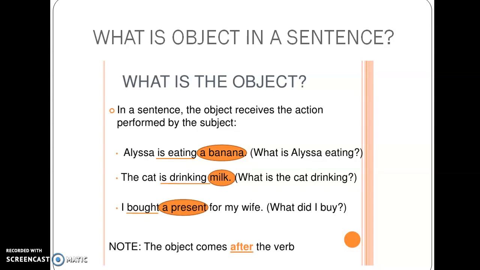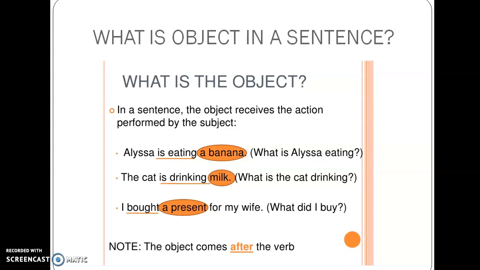What is an object in a sentence? Now every sentence will have a subject, it will have a verb, and then it will have an object. Now what is an object? An object receives the action performed by the subject. Now the subject does an action and that action is done on something. So that something that is there at the receiving end is known as an object. For example, Alyssa is eating a banana. Now Alyssa is doing an action, is eating. And what is she eating? A banana. Banana is the object. Banana is at the receiving end of the verb is eating.